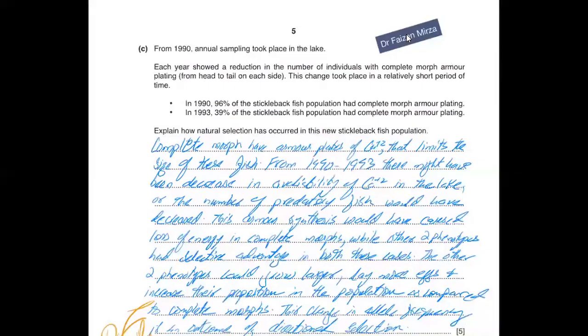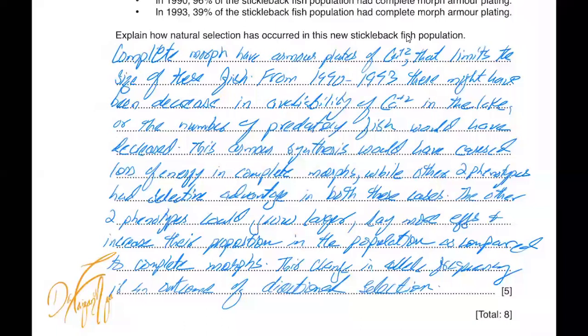So coming back, what our answer will be: explain how natural selection occurred in this new stickleback fish population. Complete morphs have armor plates made of calcium. This limits the size of this fish. From 1990 to 1993, there might be decreasing availability of calcium in the lake, or the number of predatory fish would have decreased. If the number of predatory fish decreased, this stickleback fish would not need a lot of armor because the predatory fish would decrease.